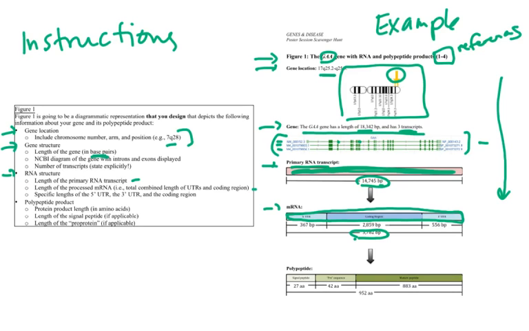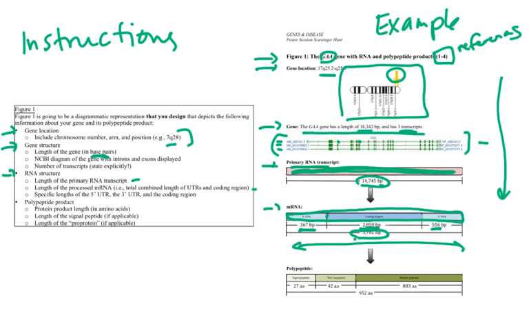We also want to divide that up into the 5' UTR, so we're giving specifically how long that particular section is, the 3' UTR, how long that section is, and then the coding region that's in the middle. So for mRNA, you're giving both the total length as well as the subsections that are shown there.